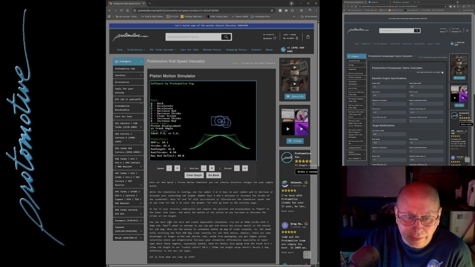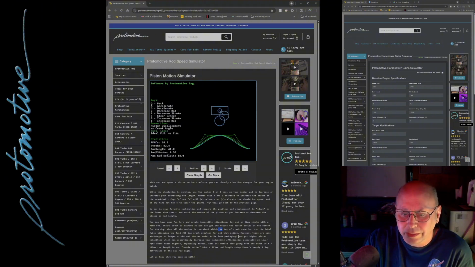So let's finish this down here. That's about as extreme as you can get. And notice the piston dwells at the bottom for 270 degrees. That's wrong. I should change that. It's 180 degrees. Then all the motion is contained within 90 degrees of crank motion, which is wrong. That's 180 degrees of crank. I need to rewrite this. Versus the ideal, fully utilizing the full 360-degree crank rotation for all that motion. However, there are some advantages to longer stroke and shorter rods.